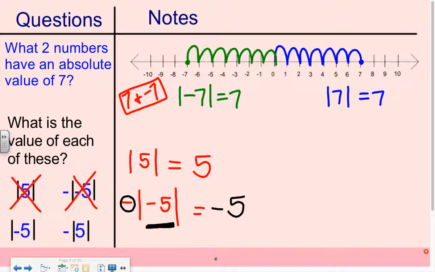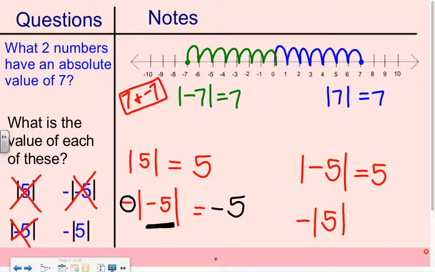All right, so our third one, the absolute value of -5. Well, how far away is -5 from 0 on a number line? 5. And then we have the negative absolute value of 5. So I'll look at what's inside the absolute value lines first, and that's just a +5. And then if I put this negative that's outside out in front, I end up with -5.